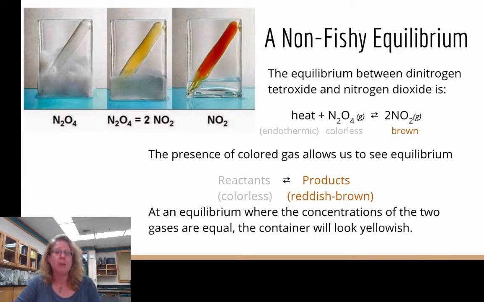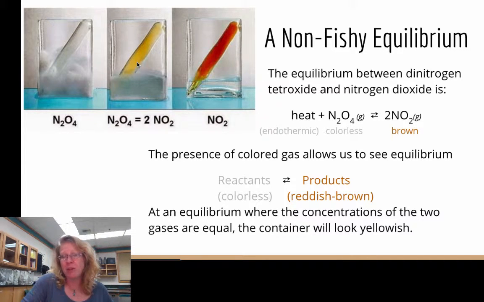If we were at equilibrium, and I'm talking about the equal equilibrium, we would have equal quantities of both, and we'd be at this situation right here, where we have this intermediate color. It's yellowish looking, because that reddish brown 50% and clear 50% gives you this look of basically a yellowish container.